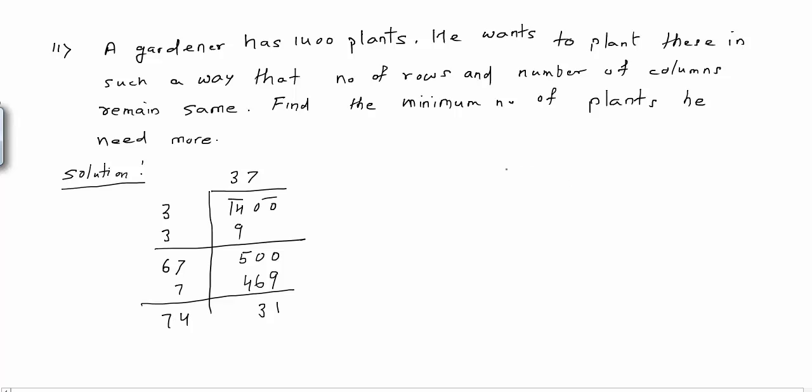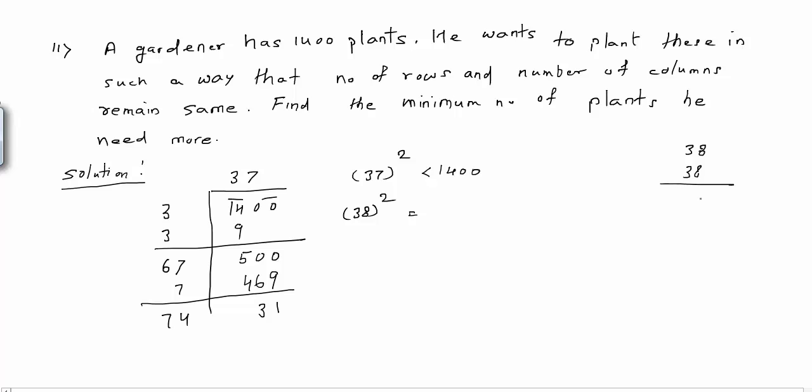So this 1400 is not a perfect square number. If I subtract 31, I will get a perfect square number, or there must be some number which I should add. So definitely this 37 square which I got is less than 1400. Now let us see what we get. 38 square. So 38 square on rough, just multiply 38 by 38.